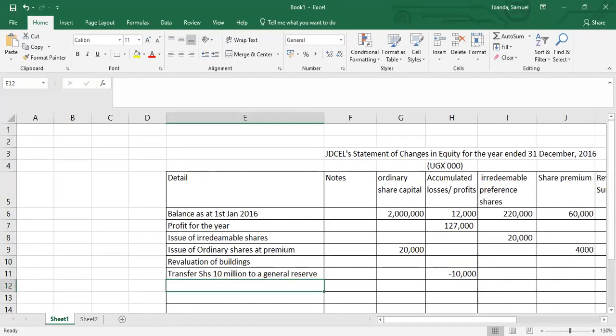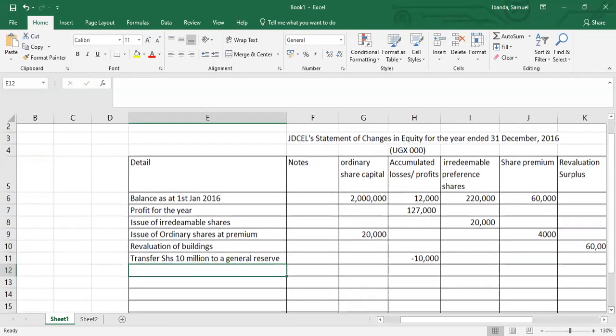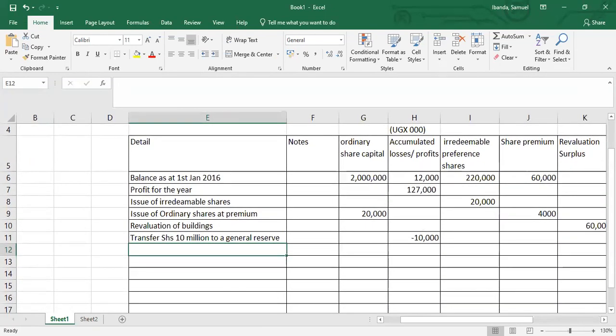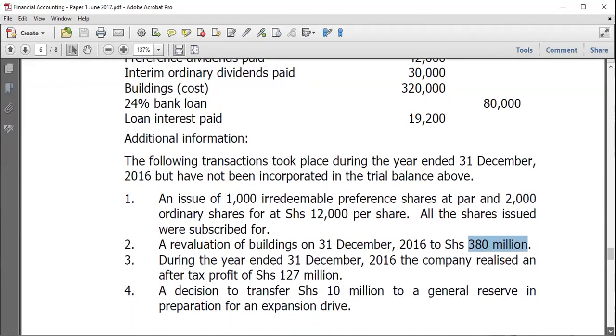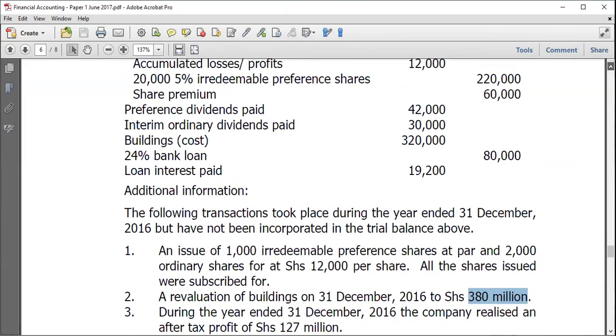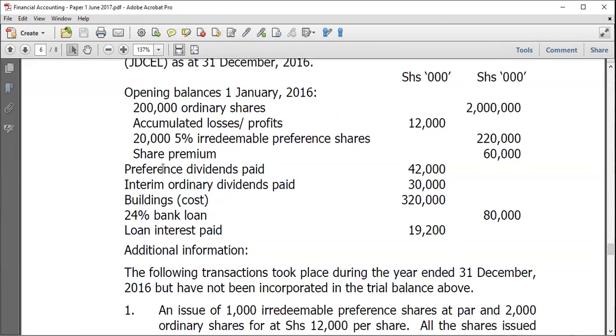So we have done the transfer to the general reserve and the revaluation of the building. Let's see the other parts that we have. So now we have something here. They are telling us of preference dividends that were paid. Preference dividends, interim ordinary dividends, all these are paid from what? They are paid from your retained earnings.